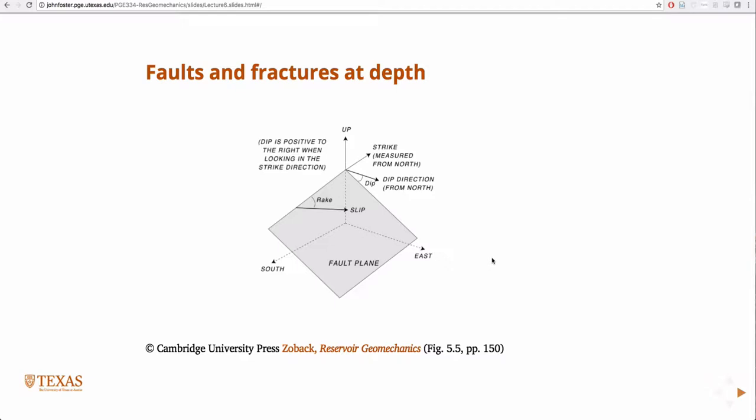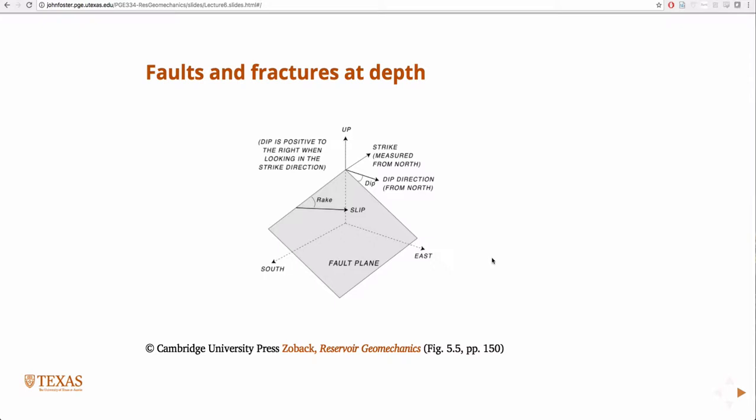So we were talking about, we were starting to talk about our first application, and that is we want to use our knowledge of stress and pore pressure to determine if a fault will slip or not. We know that stress is a coordinate frame dependent quantity, right? And we know that the easiest way to quantify stress is through the principal stresses and directions, because those are going to be the ones that are easiest to measure.